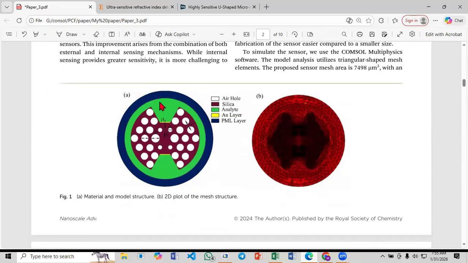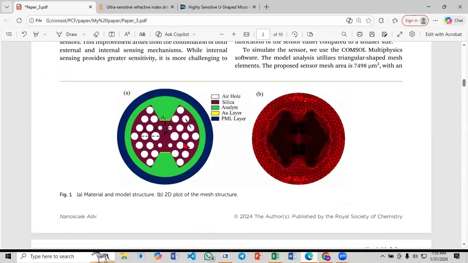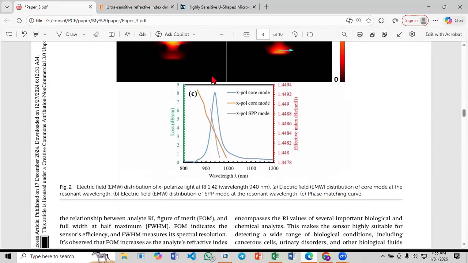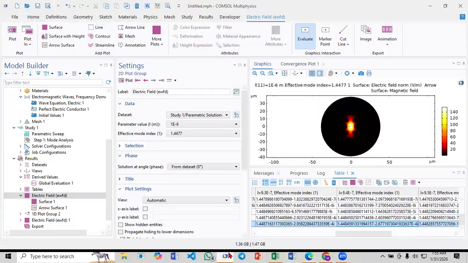the thickness of the analyte and the thickness of the PML perfectly. That's why it may change the position of the resonance wavelength as well as the value of confinement loss. So it's okay. It's perfect actually. Don't ever worry about this. It's kind of perfect.